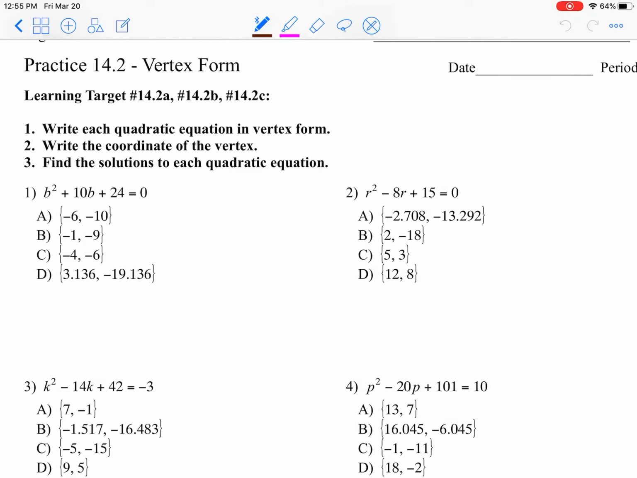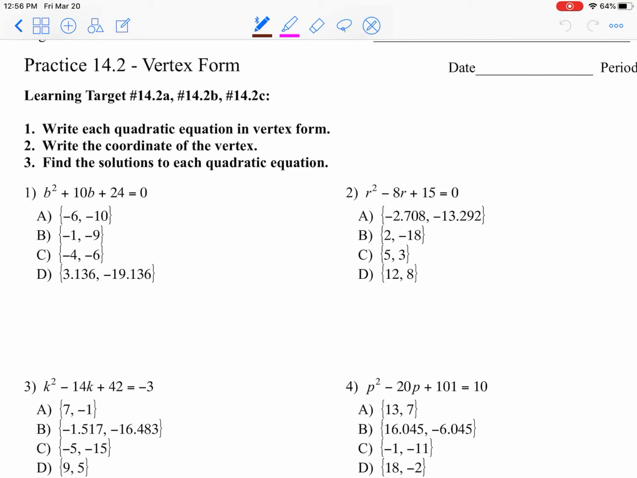Good morning. Today we're going to work some problems with Vertex form, specifically practice sheet 14.2. Each of the problems ask us to do three things. One, write each quadratic equation in Vertex form.